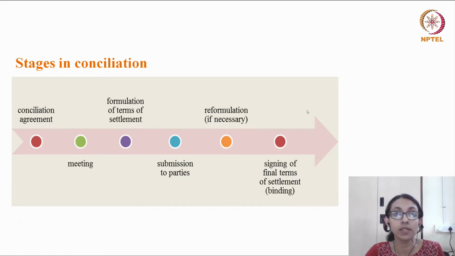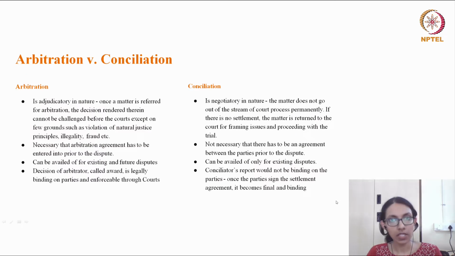So, now that we have looked into arbitration and conciliation, how do these two forms of alternate dispute resolution mechanisms differ from each other? What are the points in which they diverge? The main difference between arbitration and conciliation lies in the nature of dispute resolution that is being followed in both of these mechanisms. In arbitration, it is adjudicatory in nature.